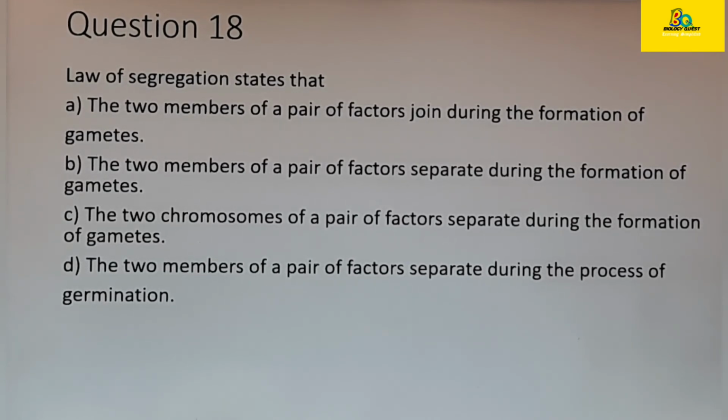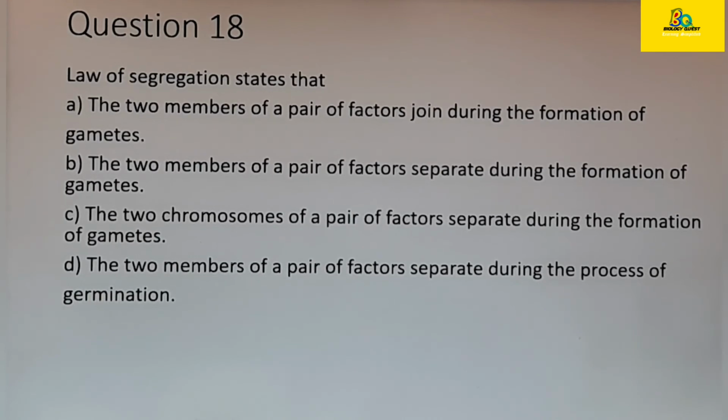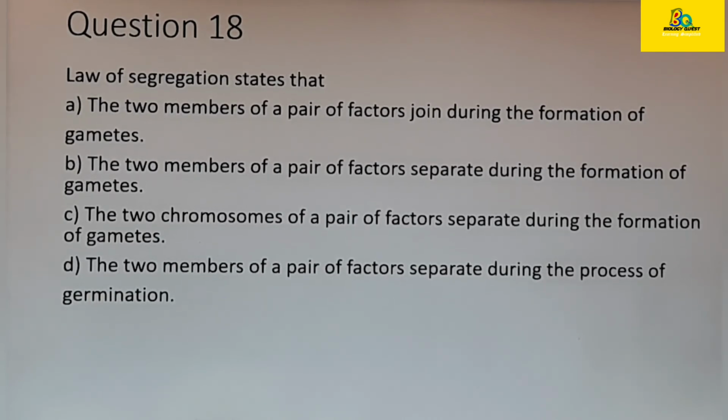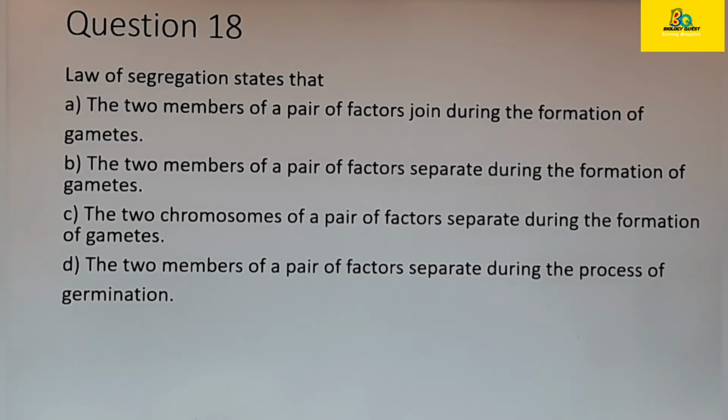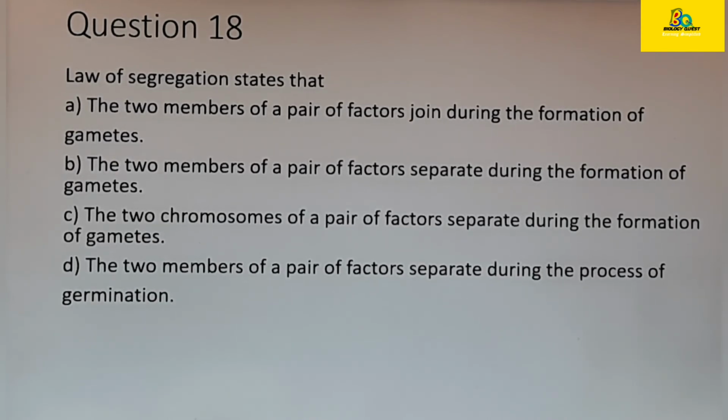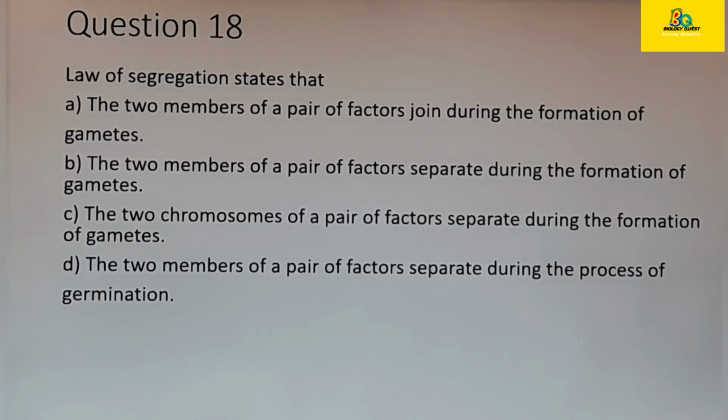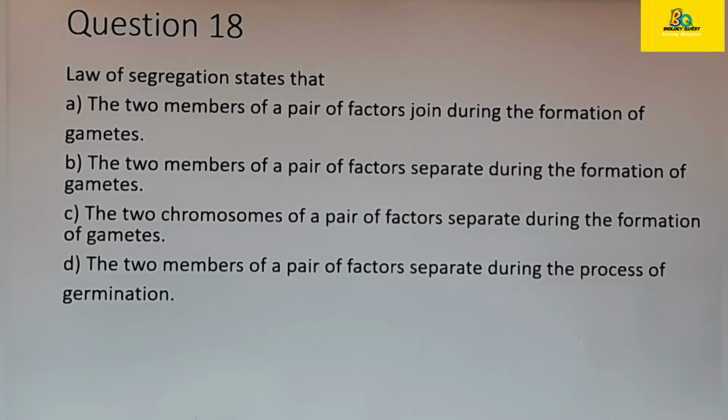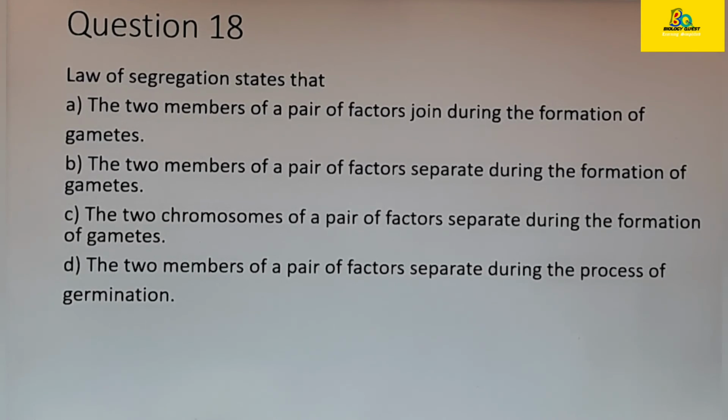So here the law of segregation. What is the law? You should know the law. You should know all the three laws. Basically all the three laws you should be familiar with. And the law of segregation states that the two members of a pair of factors separate during the formation of gametes. Like the previous questions, you can rule out the other ones and then we can come to the final conclusion. Okay, first we can rule out option A, that is wrong, because here it is written, the two members of a pair of factors join during the formation of gametes. That is wrong, they are not joining.